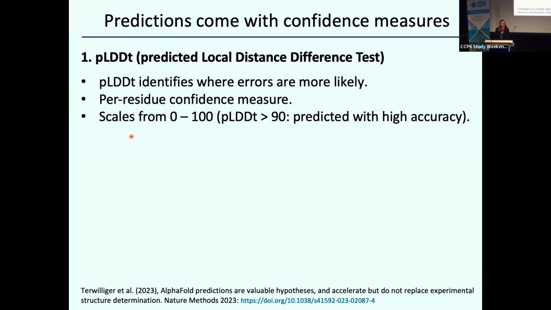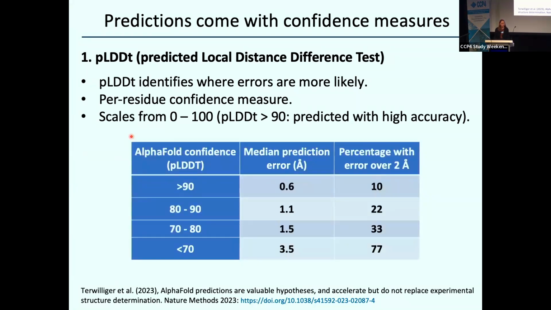Tom Terwilliger did a systematic study where he compared some predicted models and some experimental structures, and he came up with this handy chart. It shows what to expect from AlphaFold models depending on the prediction confidence. In the leftmost column, you have the confidence value, the PLDDT: larger than 90, 80 to 90, 70 to 80, and less than 70. Here we have the median prediction error and the percentage of residues with errors over 2 angstrom.